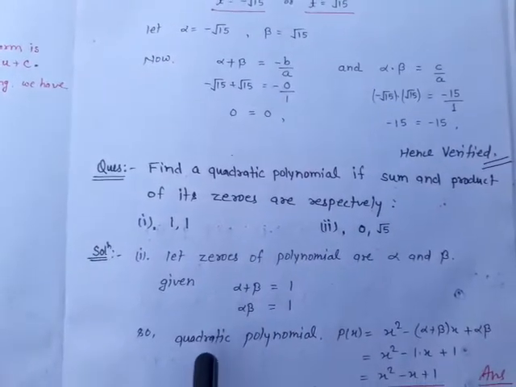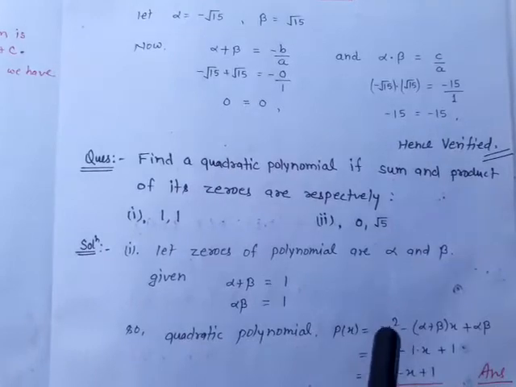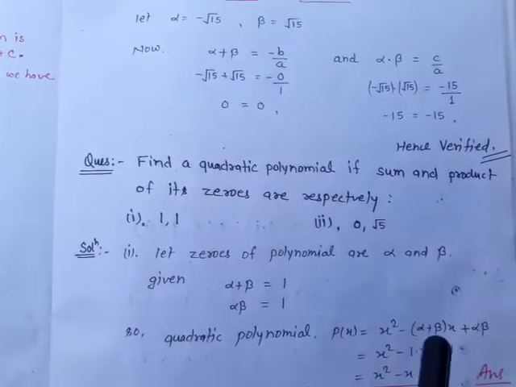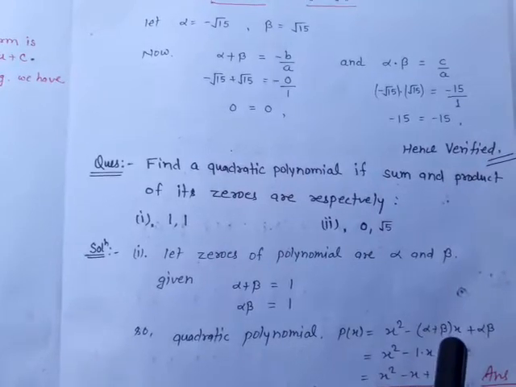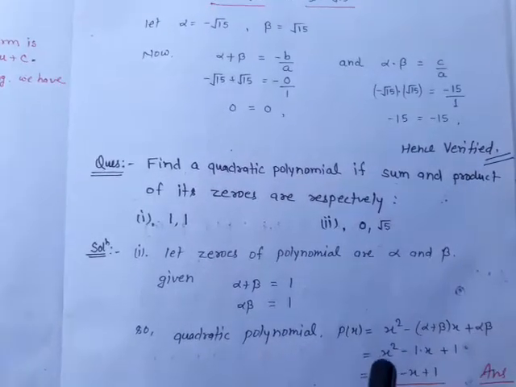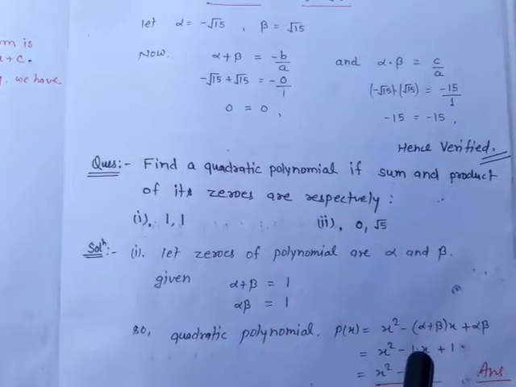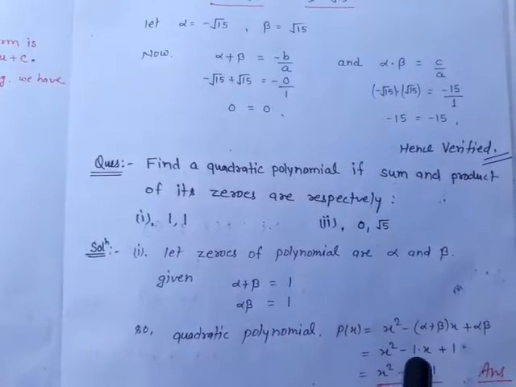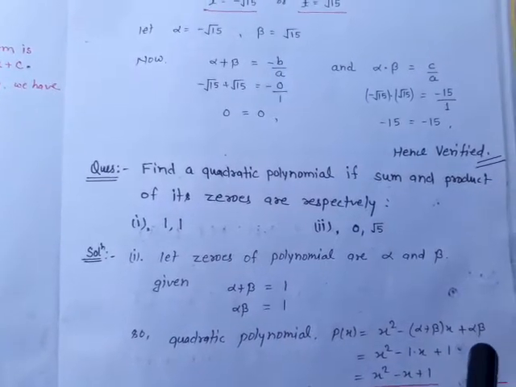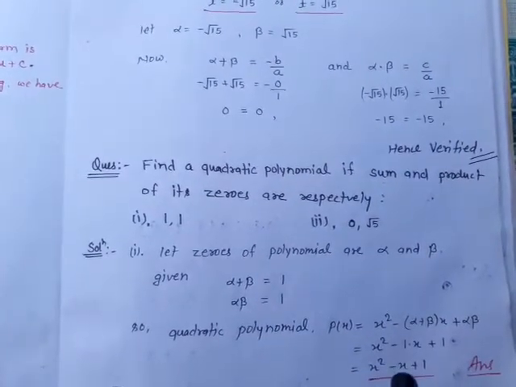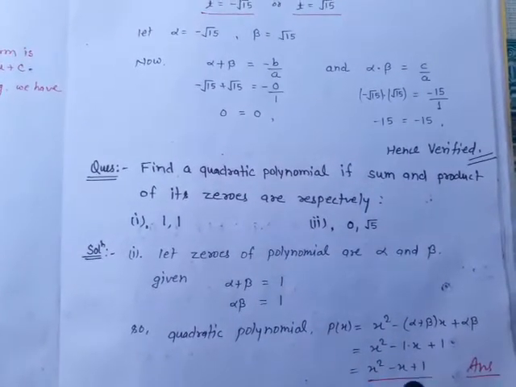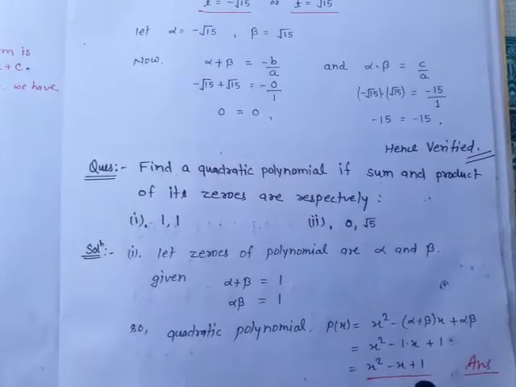We know that the format of a quadratic polynomial is x square minus (alpha plus beta) dot x plus alpha beta. Putting the value of alpha plus beta and alpha into beta, we get x square minus 1, the value of alpha plus beta, so 1 dot x plus alpha into beta is equal to 1, so putting 1. Solving this, we get x square minus x plus 1. This is the required quadratic polynomial.